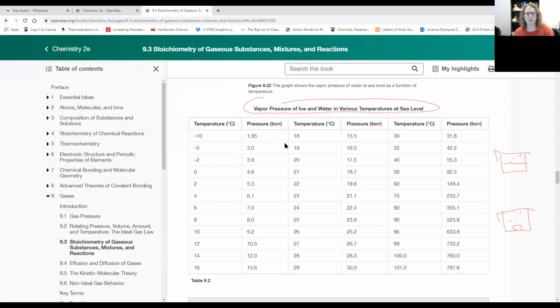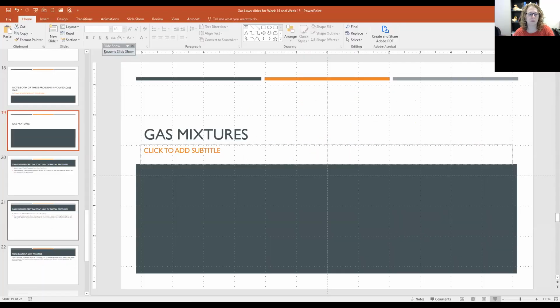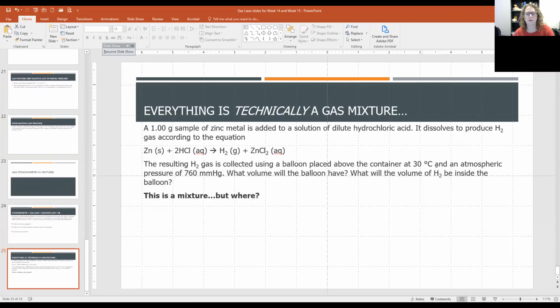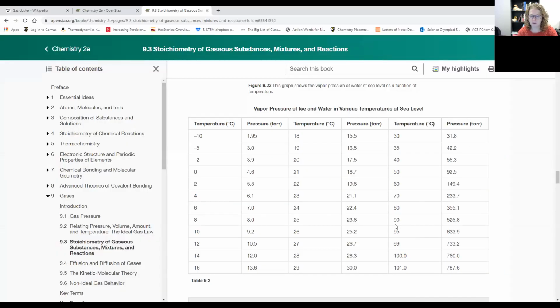When I look back at my problem, I had 30 degrees Celsius. So I simply look it up. I go into my table and I say, oh, 30 degrees Celsius. Well, apparently 31.8 torr of my gas mixture was water. And so I go and I take care of that.